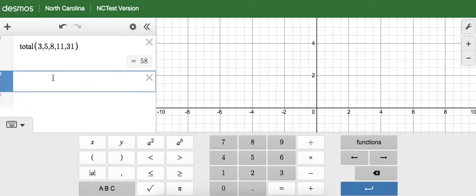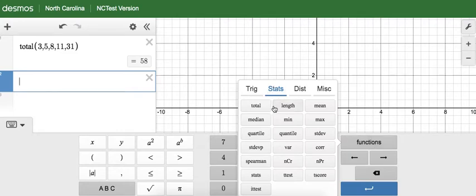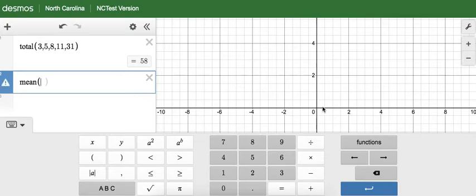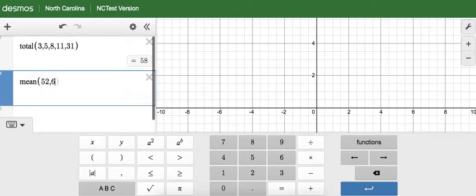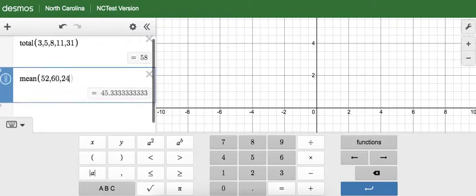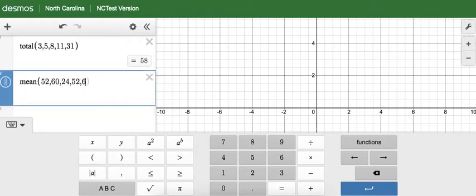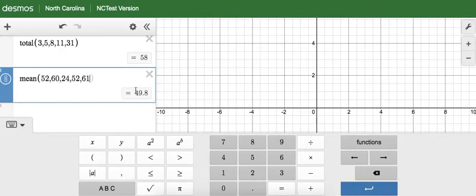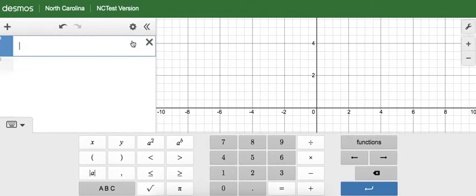So let's say I want to find the mean of something, which we know is the average. Again, into our functions, our stat is where all those number calculations come from. So let's say I want the mean of something. So maybe I was finding the average of some scores on a basketball game or something like that. So maybe I had 52, 60, 24, 52, I don't know, 61. So it's going to find the average for me, okay, the mean. I can also do the same thing for the median if I want to find the middle value in a set of data.